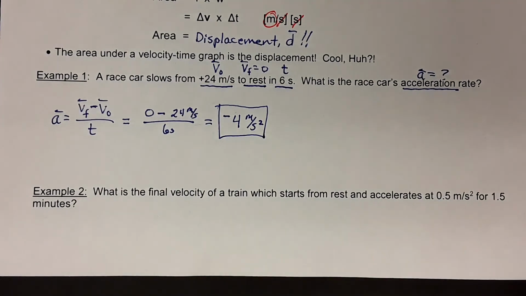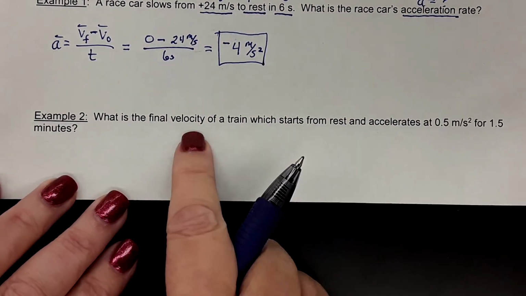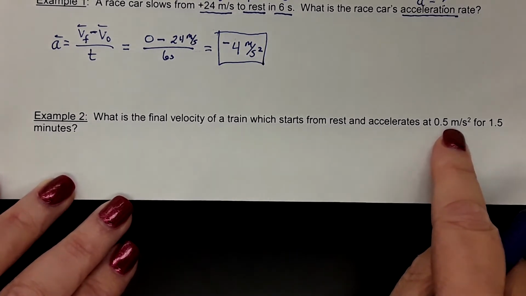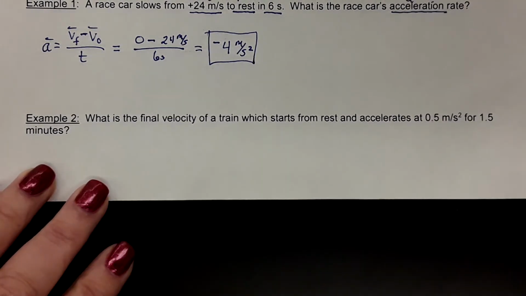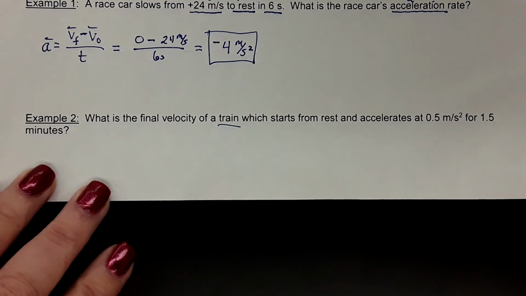Now, one more, real quick. Example 2. What is the final velocity of a train which starts from rest and accelerates at 0.5 meters per second squared for 1.5 minutes? Okay, so what's the focus object here? It's a train.